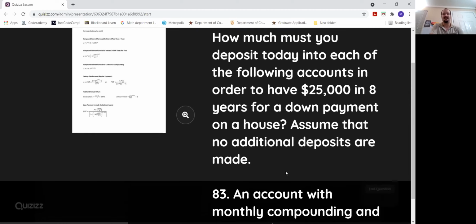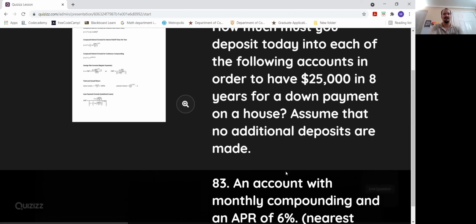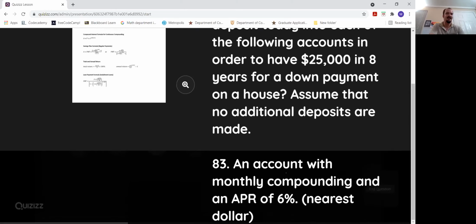That would be this section. If we were making more deposits, that would be the next section. An account with monthly compounding and an APR of 6%. I'm going to point this out: this 25,000 is not your principal. That is how much we want to have in the end. That should be your accumulated amount.